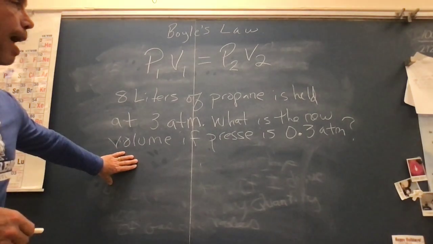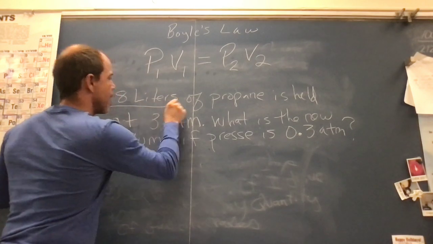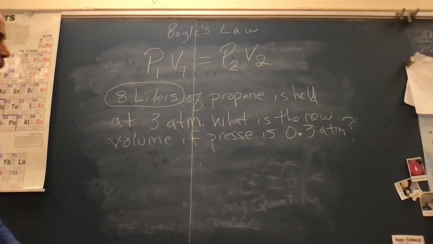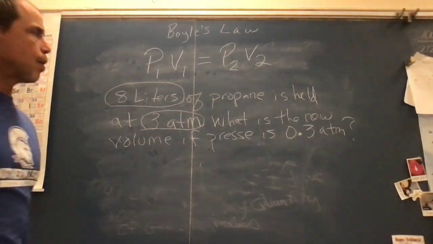All right, so we have the problem down, and I'm going to start off by identifying all the variables I have. I got 8 liters, that's my volume. I got 3 atmospheres, that's my initial pressure.